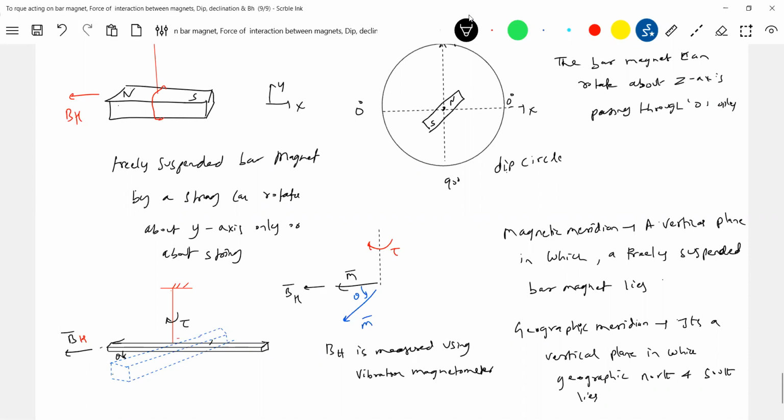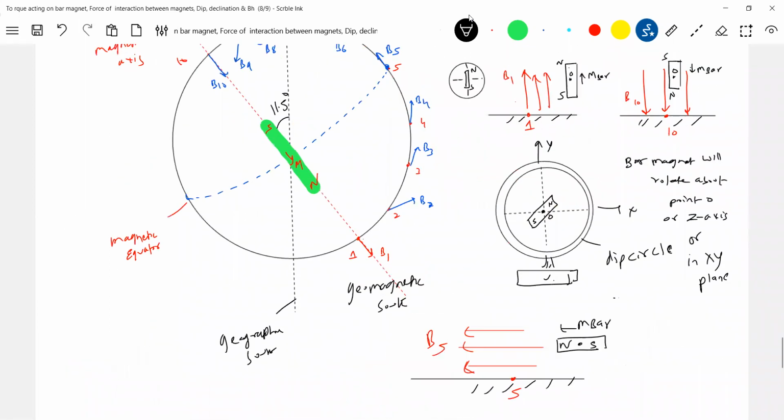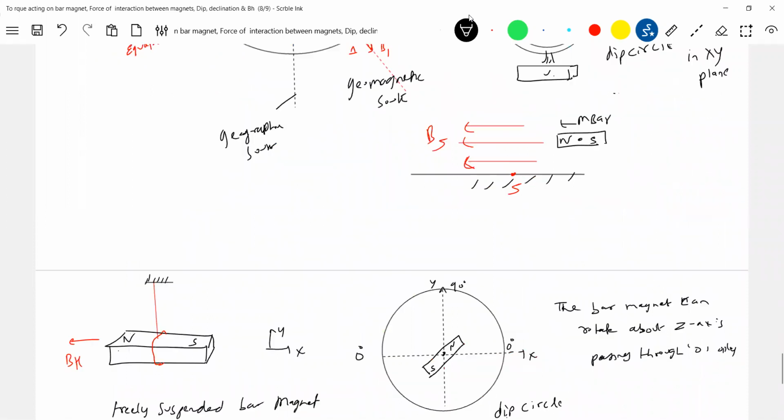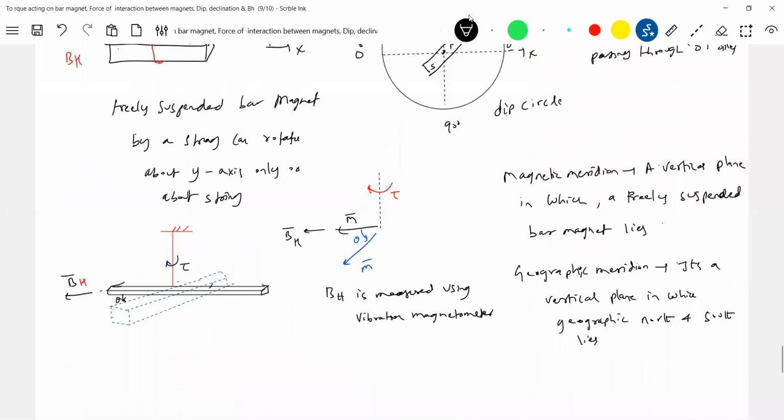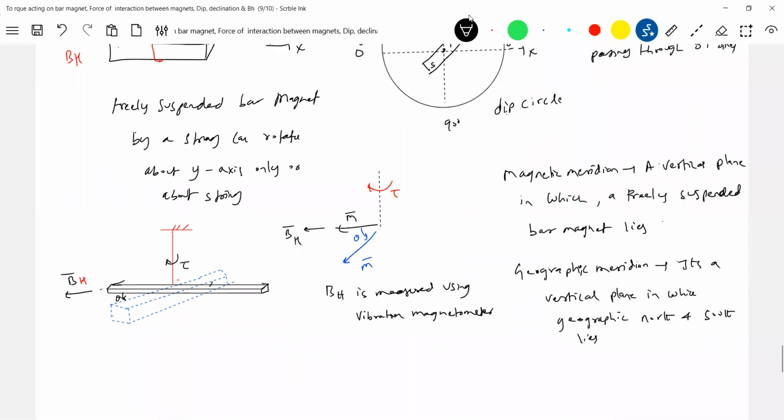At different points, the direction of the magnetic field will be different. So if you go for the Earth's magnetic field, meridian, don't bother about that word. What is a meridian? A vertical plane. Like this, we have the magnetic meridian and the geographic meridian. Why are we bringing all this?